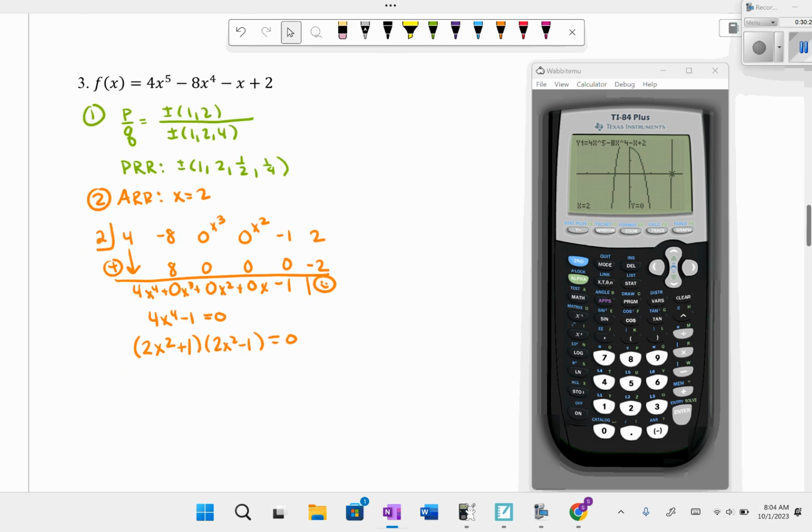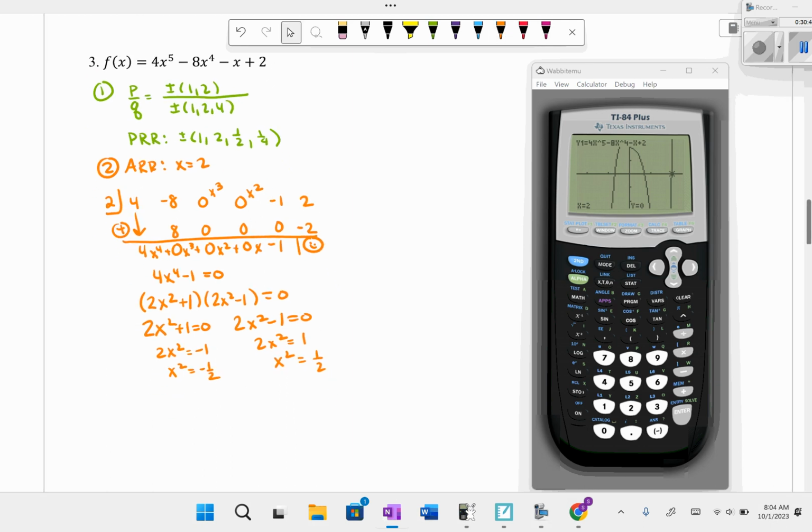So then we have to solve each factor. So 2x squared plus 1 equals 0. 2x squared minus 1 equals 0. So we get 2x squared equals negative 1 here, and 2x squared equals 1. Divide by 2, x squared equals negative 1 half. X squared here equals positive 1 half. And then we're getting rid of that even power, so we have to do plus or minus the square root of our answer. So x equals plus or minus the square root of negative 1 half here. X equals plus or minus the square root of positive 1 half.